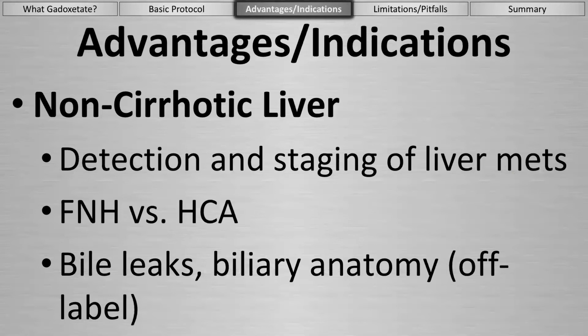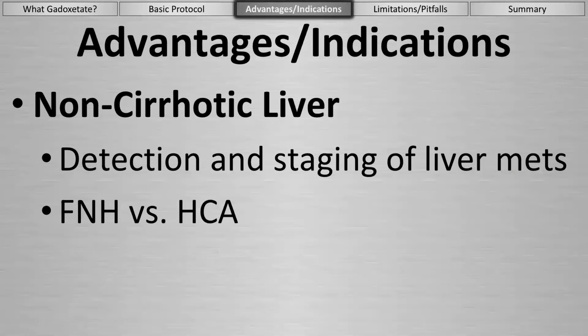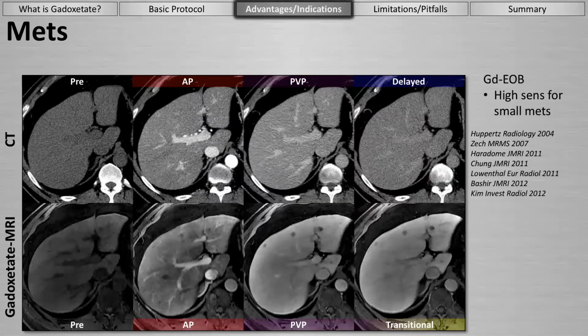So there's 3 main indications: detection and staging of liver metastases, FNH versus hepatocellular adenoma, and bile leaks and biliary anatomy. These things are off-label use of the product, so I'm not going to talk about those. And I'll just focus on detection and staging of liver metastases and FNH versus hepatocellular adenoma. So let's start with this case over here.